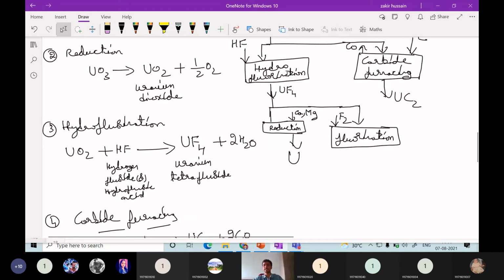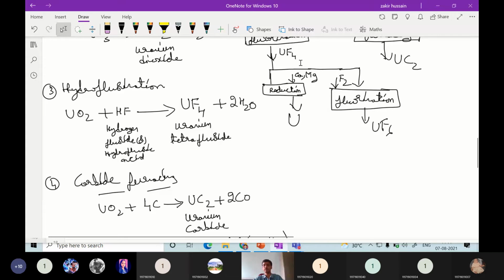Then after that, this uranium fluoride will be further converted to pure uranium metal. Okay, this uranium tetrafluoride will be converted to the pure uranium metal using reduction with alkali metals such as calcium or magnesium. So UF4 will be reacted with calcium or magnesium.